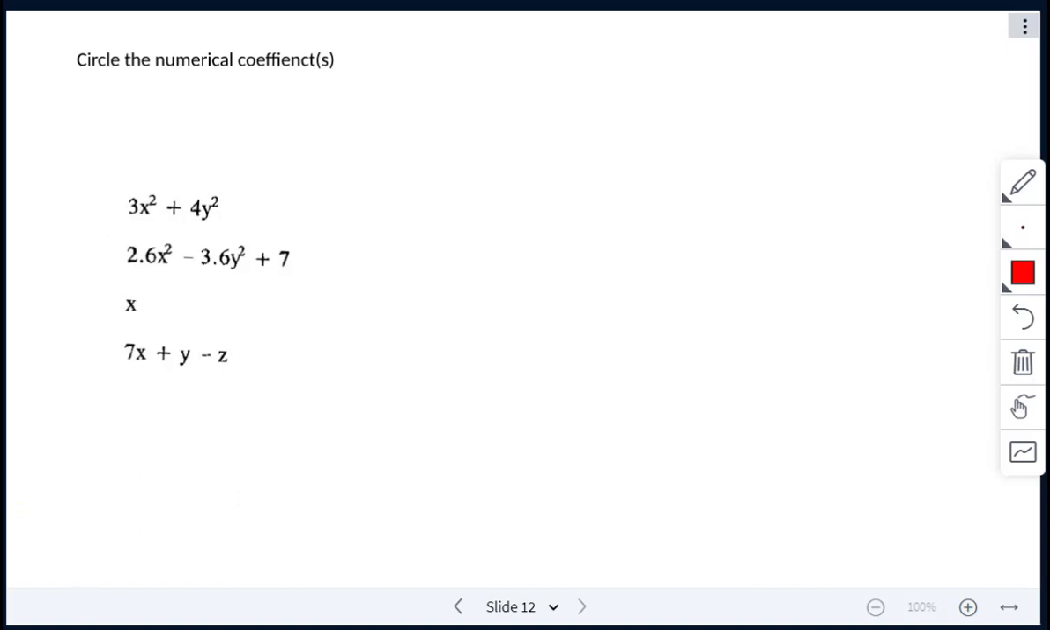All right, last slide. We're just going to circle the numerical coefficients. So this 3 is a numerical coefficient, and the 4 here is a numerical coefficient. In this one, we have 2.6 is a numerical coefficient. The negative 3.6 is another numerical coefficient. 7 here is a constant. For x, we can say 1, right? Because there is a 1 in front of the x. So there is a 1 there. That could be its numerical coefficient.